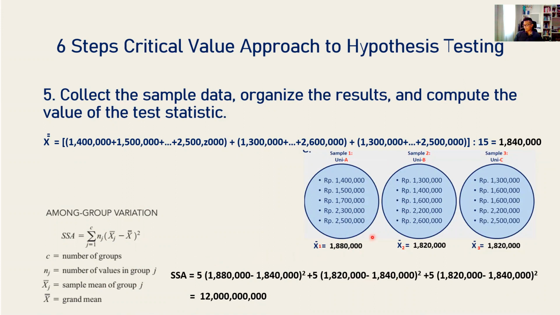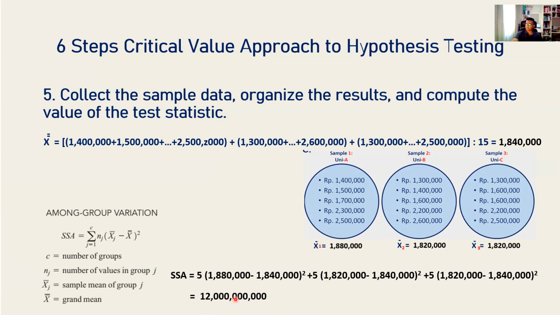For the second group, we have 5 respondents also. We put 5, and then the mean value of group 2 is 1.822 minus the grand mean, and then we make a summation of all of them. The end result of the SSA, or among group variation, is 12 billion.